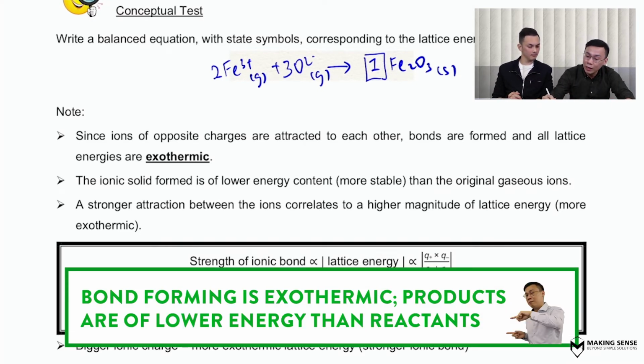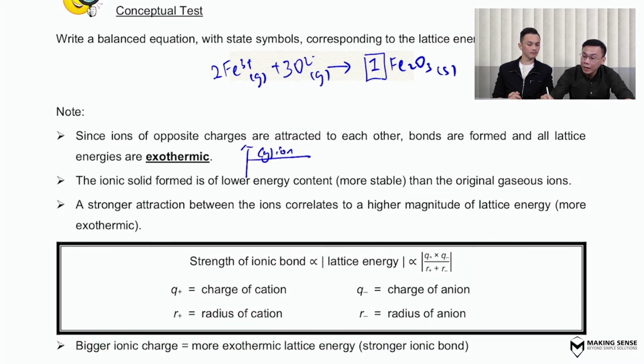If you were to understand this in the energy level diagram, the gaseous ions will be at a higher energy level than the ionic solid because they release energy to become the ionic solid. Hence, in terms of the energy level diagram, it will look something like this. Since the ionic solid is of a lower energy content, it is said to be more stable than the gaseous ions.